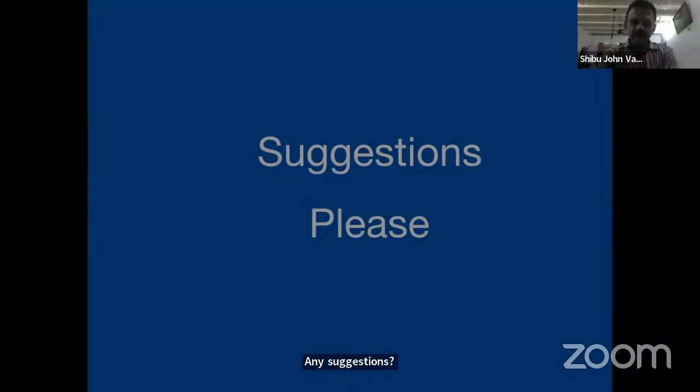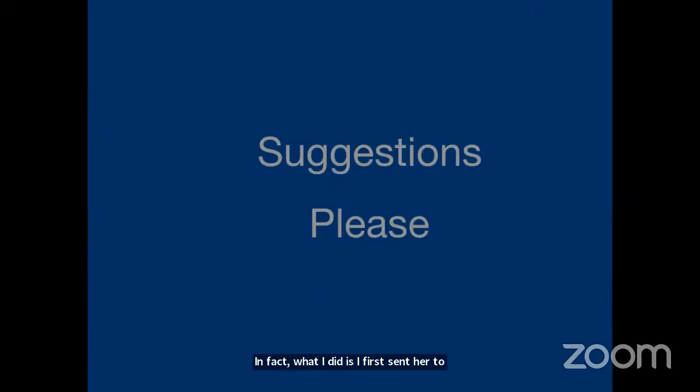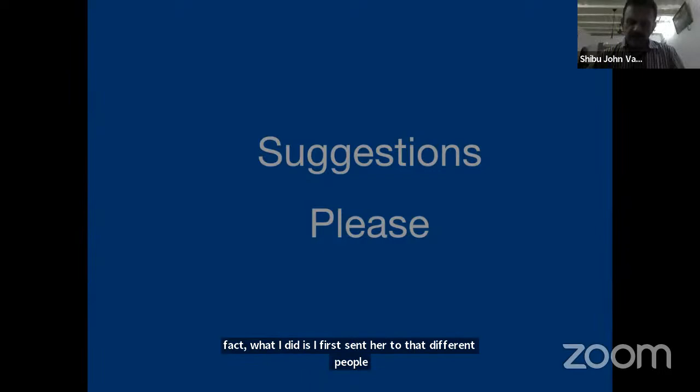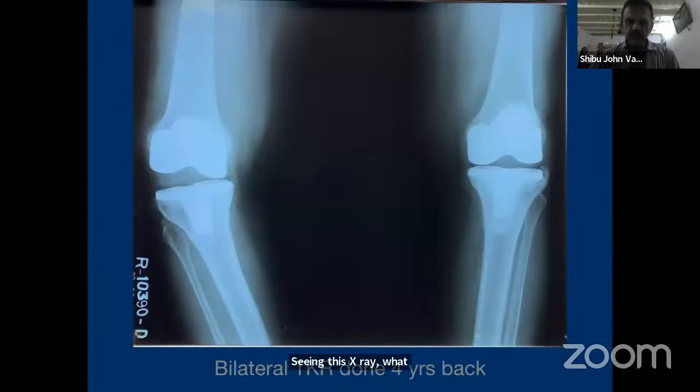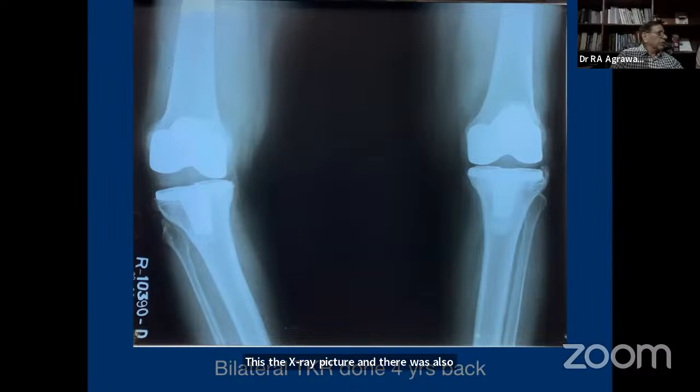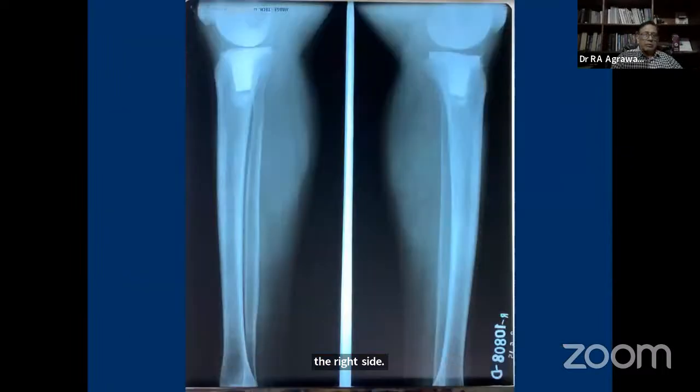In fact, what I did is I first sent her to different people. Later on, after about 10 months or so, she got back to us. This is how her x-rays appeared. Seeing this x-ray, I called the surgeon who operated and said it's better that you handle her, and we sent her back to him. This was done 4 years prior to her visit, in 2010 or so. After 4 years she was finding it very difficult to walk. This is the x-ray picture. There was much laxity on the right side. And this is the lateral view.